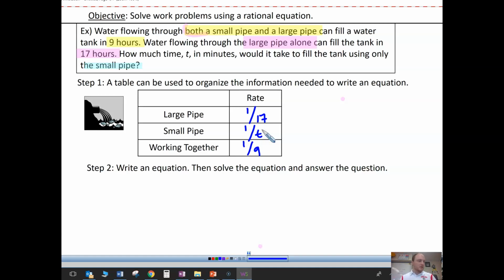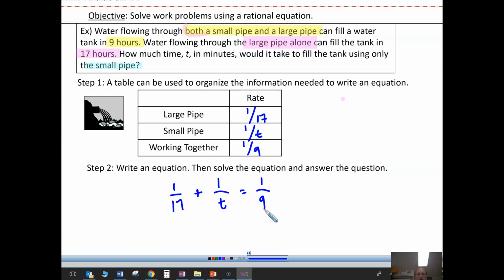Okay, and then what we want to do now, it says step 2, write an equation to solve and then answer the question. So what we have here is, if I have a large pipe working alone, it takes 1/17 hours. You agree? Okay, plus the small pipe, it takes 1/t. Okay, and that's in hours. It's important that it is in hours. Okay, equals 1/9 hours. So that's our equation for this example.